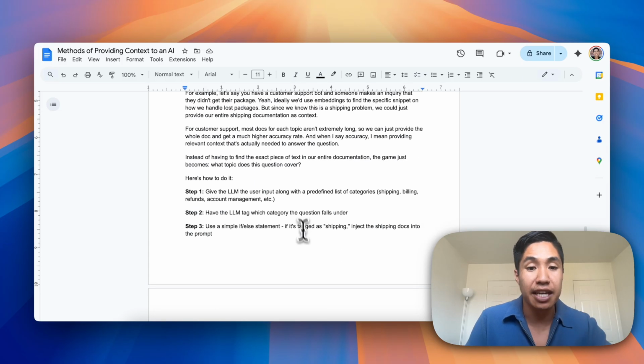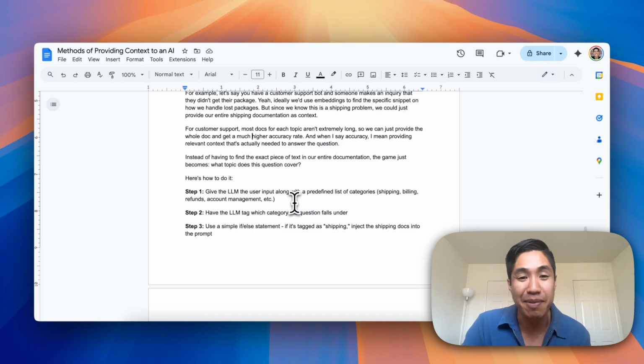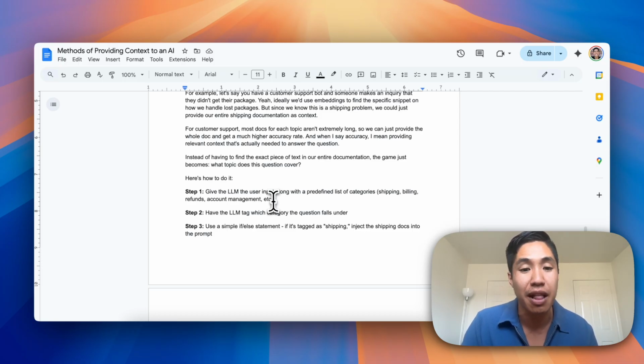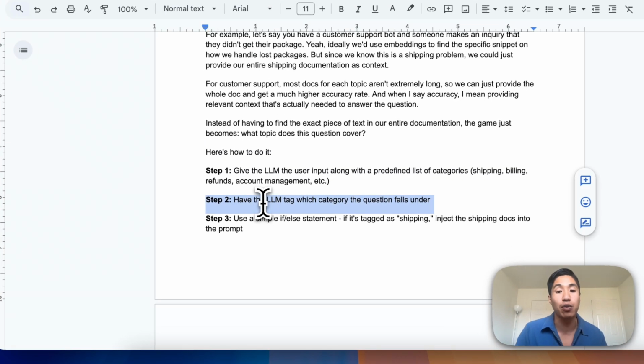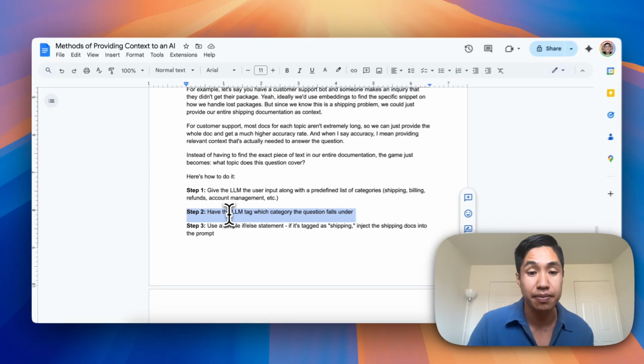And how to do this is actually really simple. Step 1, you just give the LLM the user input along with a predefined list of categories. And you want to actually have this list of categories predefined, okay? That's super important. So shipping, billing, refunds, account management. You can have an other category too that would then just trigger human intervention. Step 2 would then have the LLM tag which categories the question falls under, okay?